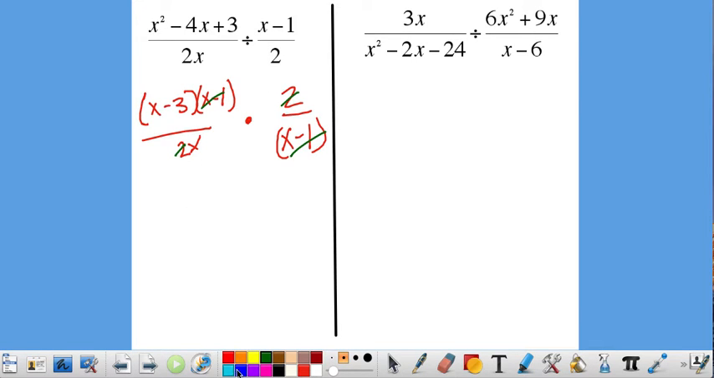We're left with x minus 3 over x, and we're going to have to stop there because we can't just cancel out the x's because up here we're not multiplying. But that's the simplified form here. Let's keep going.